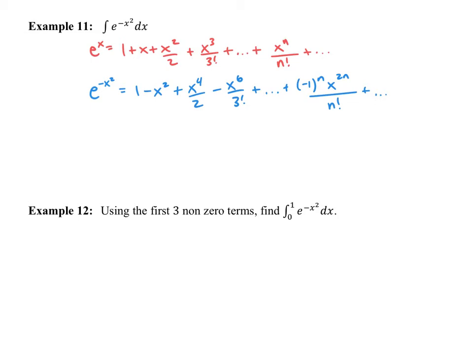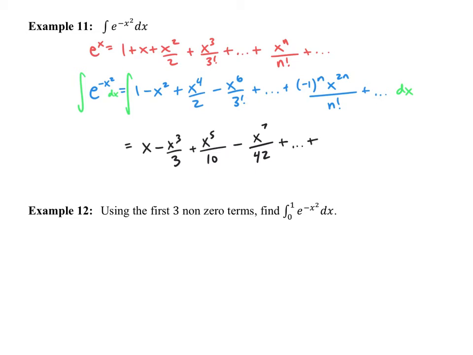Now we're being asked to integrate this. So let's go ahead and integrate e to the negative x squared. We integrate the series itself. So for every term we're going to take the antiderivative, and then what we get will be x minus x cubed over 3 plus x to the 5th over, and I'm going to divide by 5, so that's going to give me 10, minus x to the 7th over 3 factorial is 6 times 7, so that's going to be over 42, and so on.